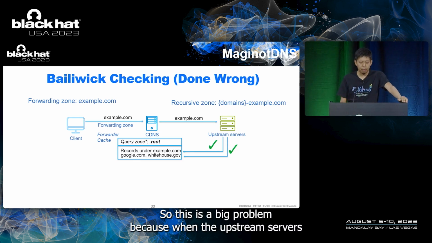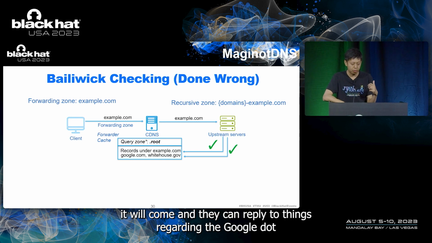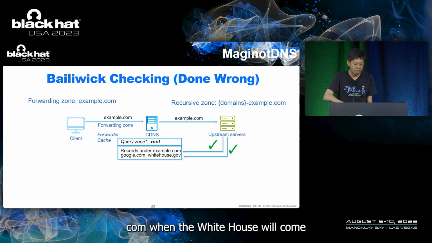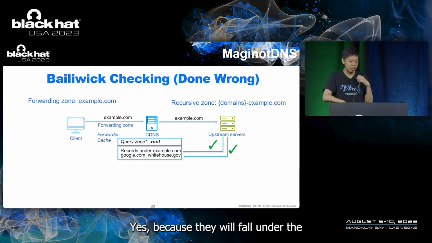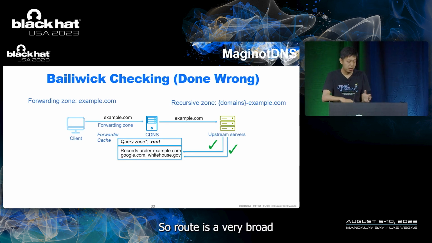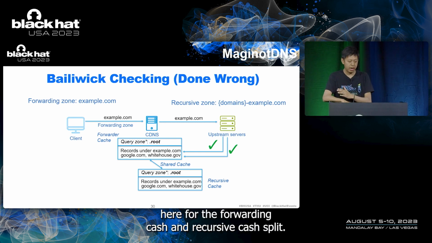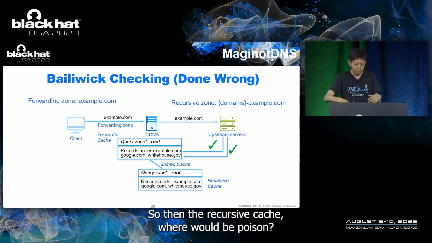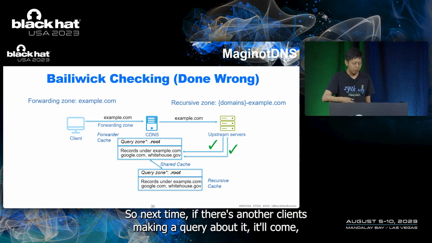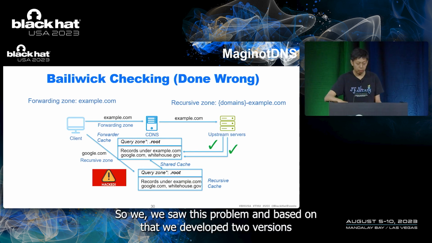So this is a big problem, because when the upstream servers are controlled by the attacker, they can reply with things regarding example.com, and they can also reply with things regarding google.com and whitehouse.com, and every record will be accepted by the CDNS because they fall under the query zone of the root. So root is very broad. This is really not a big problem if the forwarding cache and recursive cache are split, but in the end, every resolver we surveyed has a shared cache. So then the recursive cache will be poisoned. So next time, if another client makes a query about google.com, it's going to be hacked. So we saw this problem.